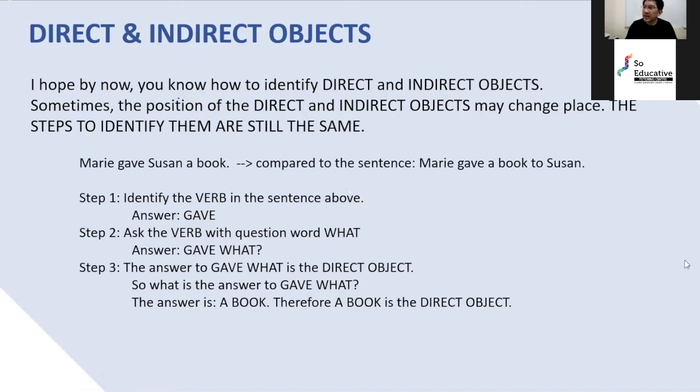Now let's go through an example. The first example I gave you was this sentence: Marie gave a book to Susan. But here I make some changes. Pay attention. It says Marie gave Susan a book. As I said earlier, if you remember the 3 steps, you will be able to find out the direct and indirect objects. So step number 1, which one is the verb? Which one is the action word? Gave. That's the action word. So that is the verb.